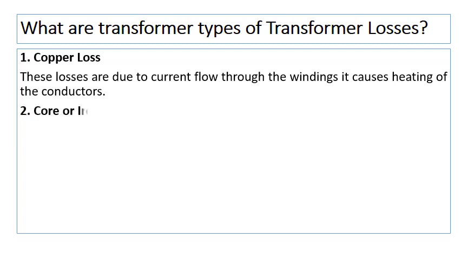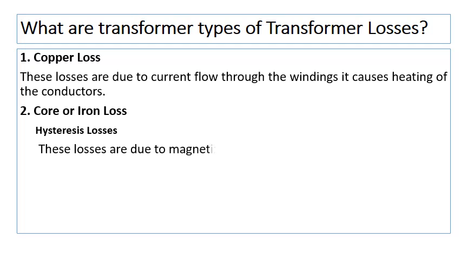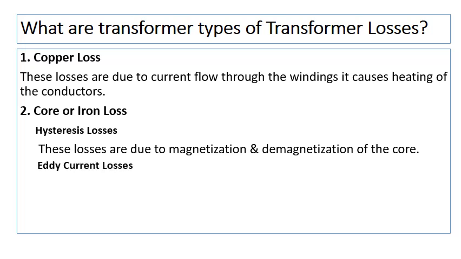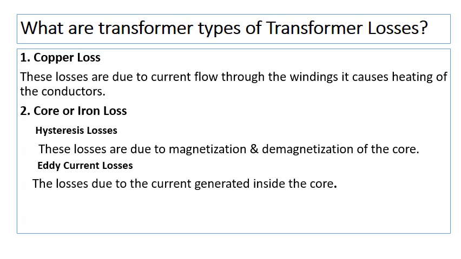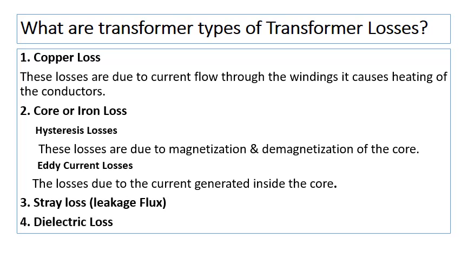The second loss is core or iron loss. There are two types of core losses. Hysteresis losses. These losses are due to magnetization and demagnetization of the core. The second core loss is eddy current loss. These losses are due to currents generated inside the core. The third loss is stray loss or leakage flux. The fourth loss may be the dielectric loss.